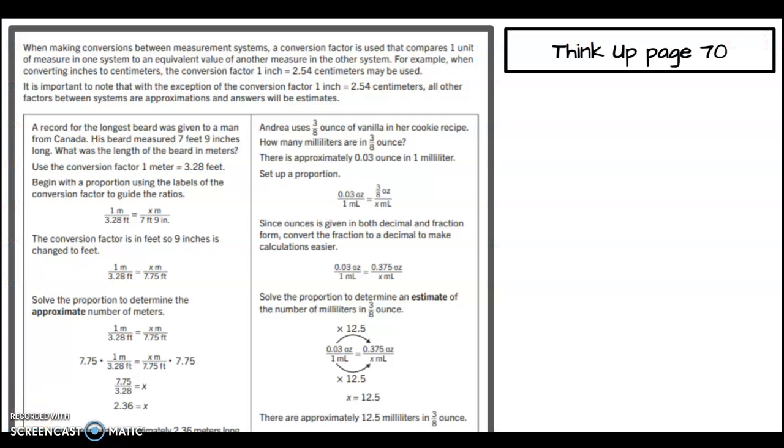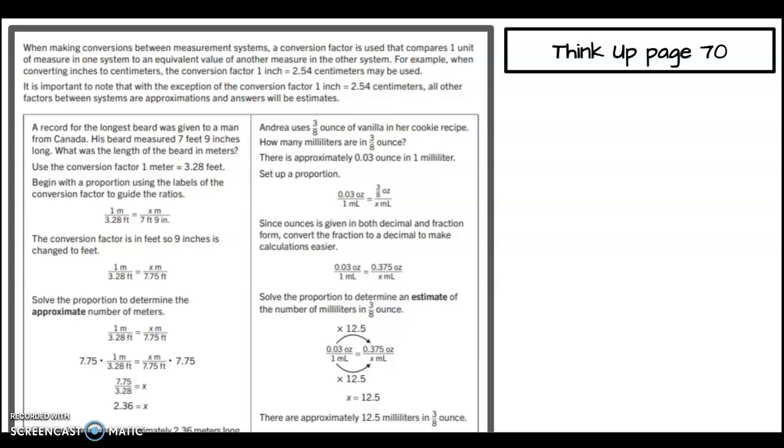All right, guys, so again, we are looking at page 70 in your Think Up book. You can go ahead and tear this out because when we finish this today, you are going to add it to your notes and then update your divider. When making conversions between measurement systems, a conversion factor is used that compares one unit of measure in one system to an equivalent value of another measure in another system. That sounds an awful lot like unit rates that we've been talking about.